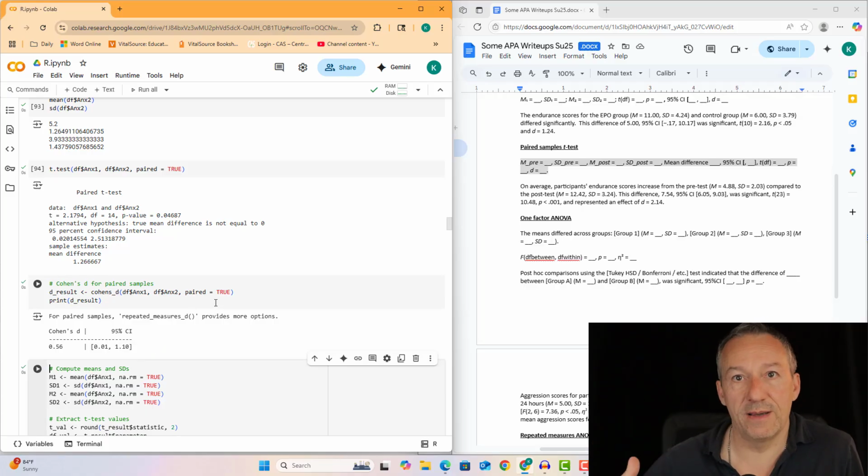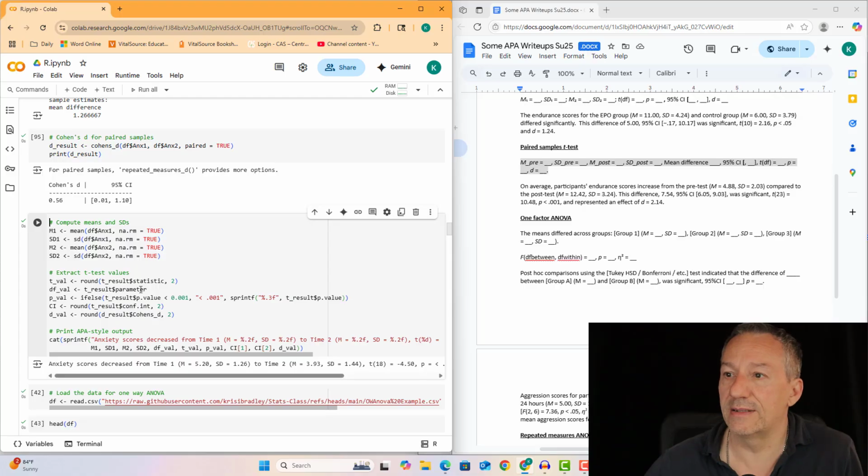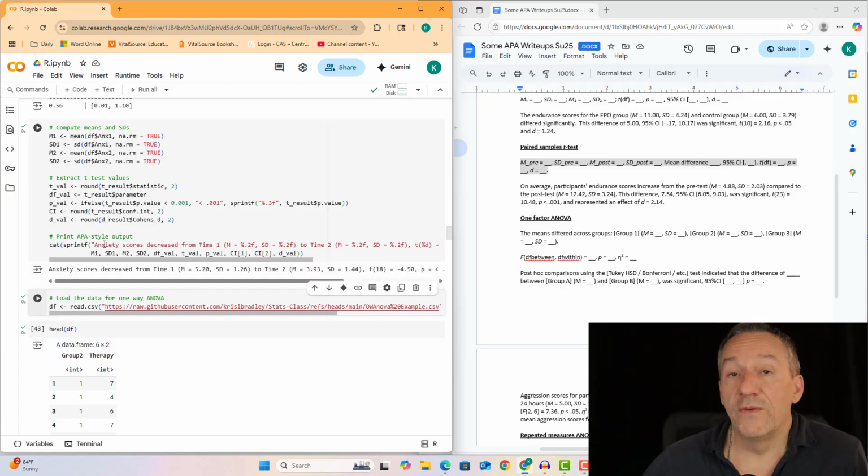And that's how you do each step. If you want to put it all together to have that nice clean output, it looks the same as in SPSS. We're getting means, standard deviations, we're getting our t, degrees of freedom, p, confidence intervals, and the d, and then this statement here prints all that out. Now, if you were actually writing it up, I put in there that anxiety scores decrease from time 1 to time 2. If you were doing something different, you would want to make sure to change that wording and not just copy and paste that over.